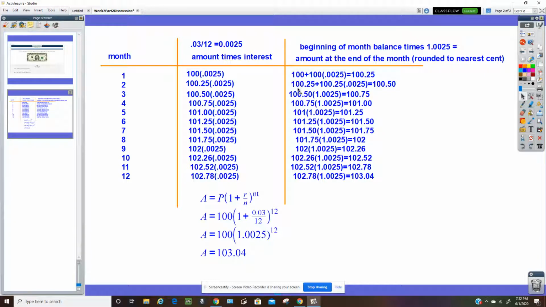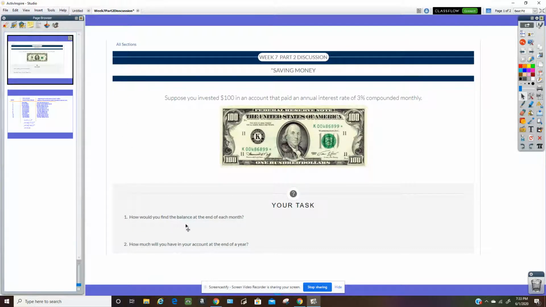And the same thing here, if you factored out $100.25, it would be $100.25 times 1 plus 0.0025. So to find the ending balance, it is just the beginning monthly balance times 1.0025. So on this first question, how would you find the balance at the end of each month?